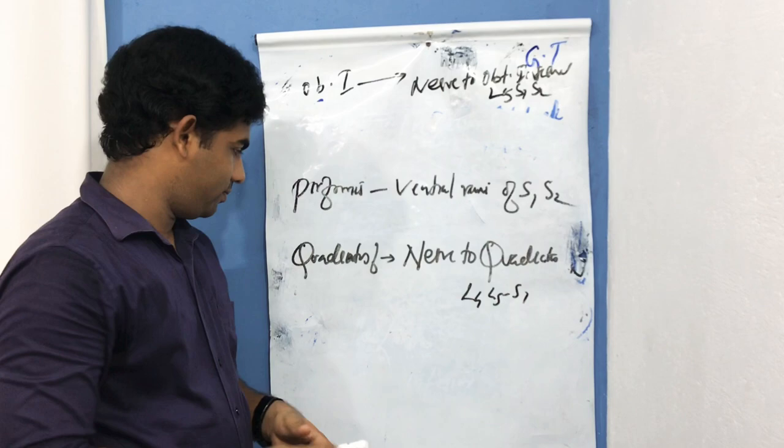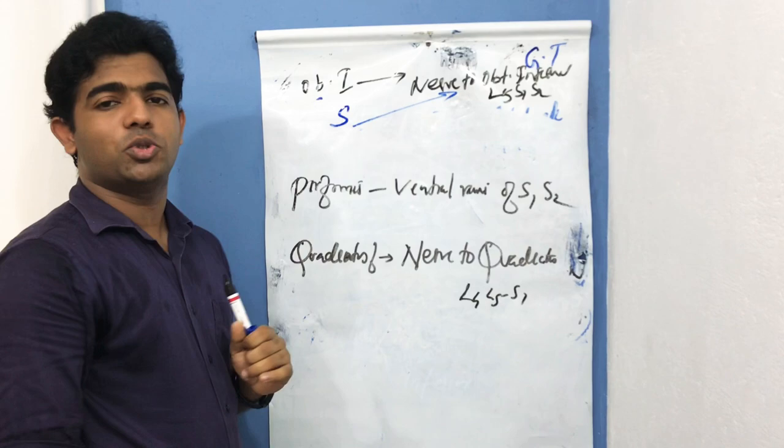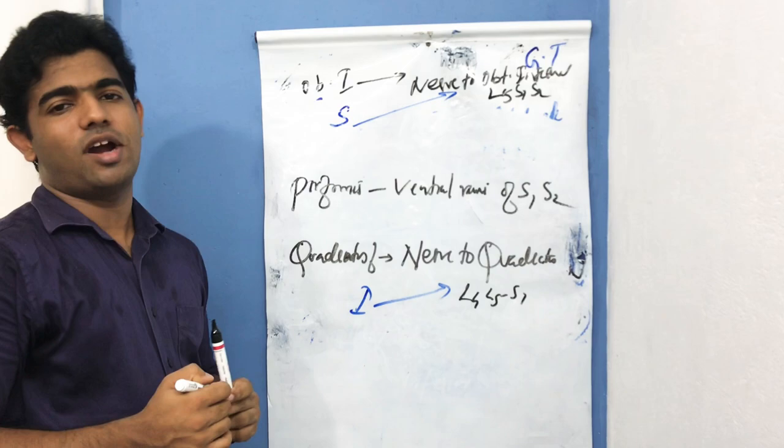Now, you have two more muscles, gemelli. Okay? Superior and inferior gemellus. Let us keep superior gemellus here. That is, superior gemellus is supplied by nerve to obturator internus. And inferior gemellus is supplied by nerve to quadratus femoris. That makes the study a bit easy, right?